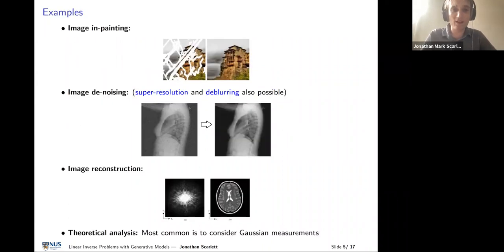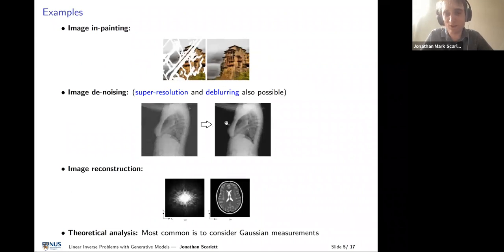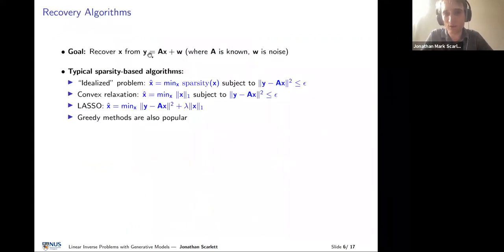So the other ingredient of all these compressed sensing problems, both with sparse priors or generative priors, is once you obtain these measurements, like once you obtain Y, how do you actually recover X? And remember, A, the measurement, is assumed to be known. So yeah, you know the linear transformation, like you know which pixels are observed, which are unobserved, or you know which Fourier measurements you've taken. So you know A, but you want to recover X.